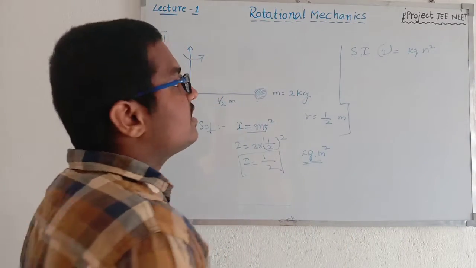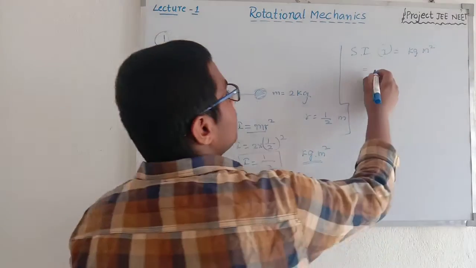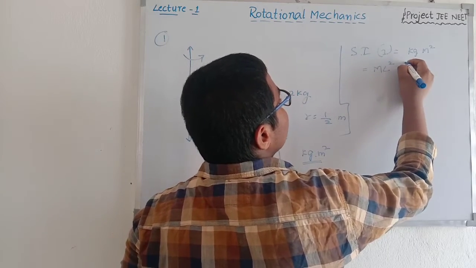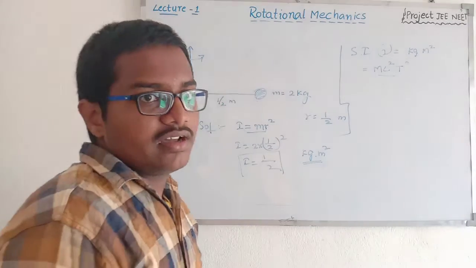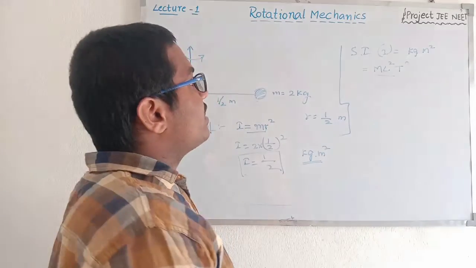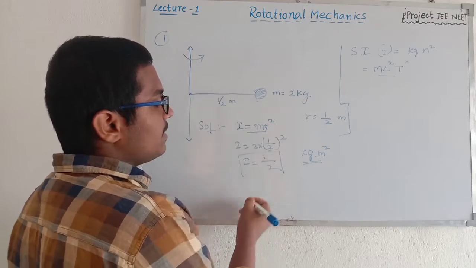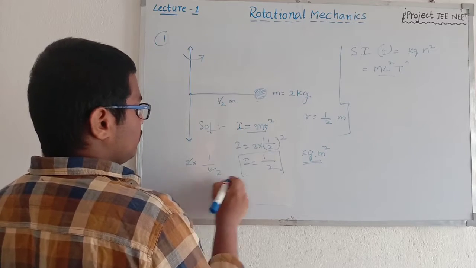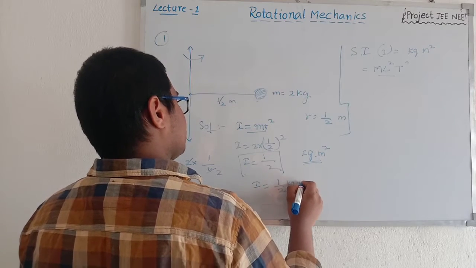So let's discuss the dimensional formula as well. The dimensional formula of moment of inertia: kg means M, then L square. There is no T here, T power 0. M L square T power 0 is the dimensional formula of moment of inertia. Please note it near the definition of moment of inertia so that you can't forget these two things also. I hope you get the same answer as well. So 2 into 1 by 4, which is 1 by 2. I is equal to 1 by 2 kg meter square.